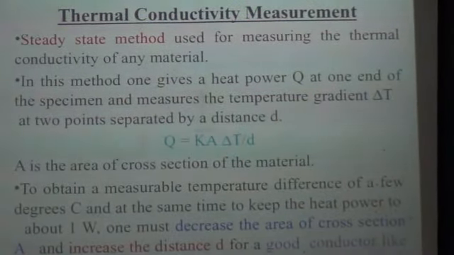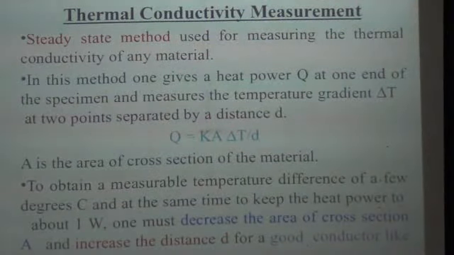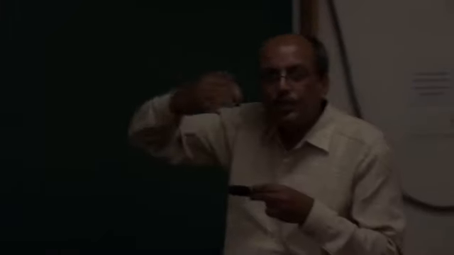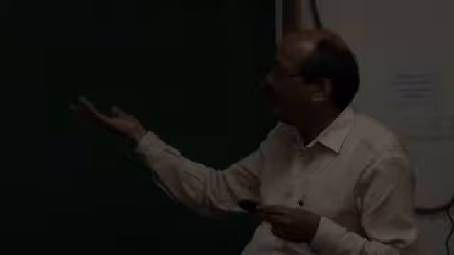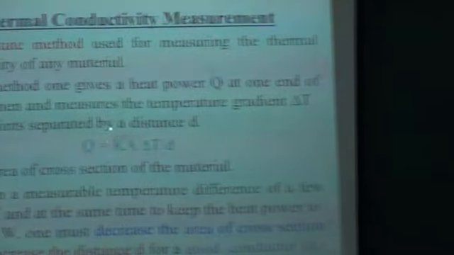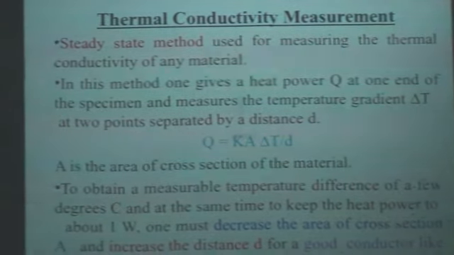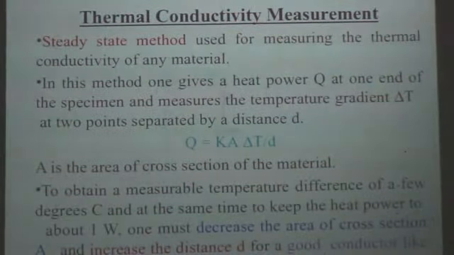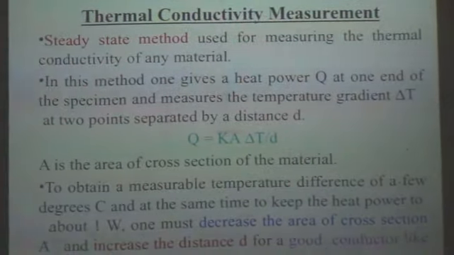We assume that there are no convection and radiation losses. So if there are no convection and radiation losses, the heat that is transferred to the copper rod will be equal to I square into R. So the value of Q is known to us. The value of K we have to find out. Area of cross section depends upon the dimension of the rod. Delta T over D, you know the distance between the two copper constantan leads.